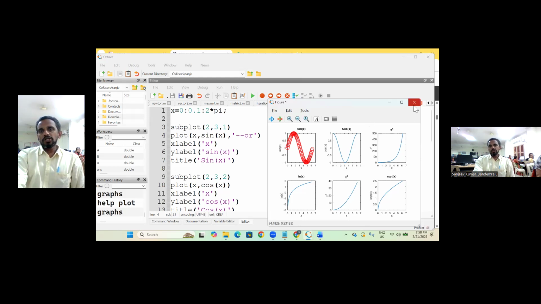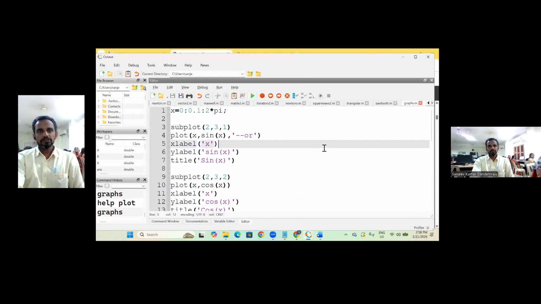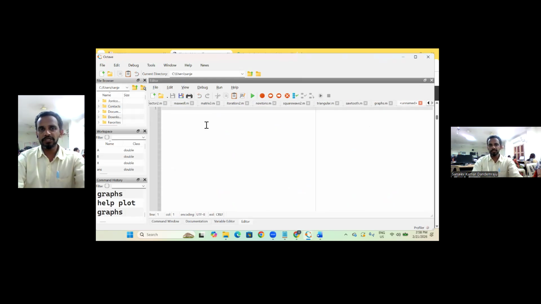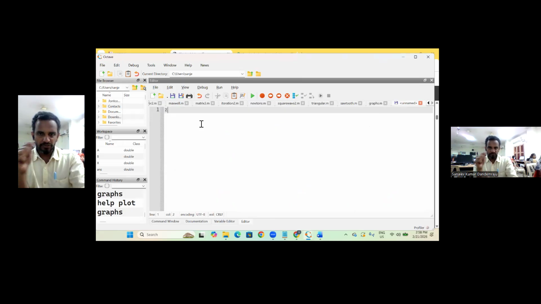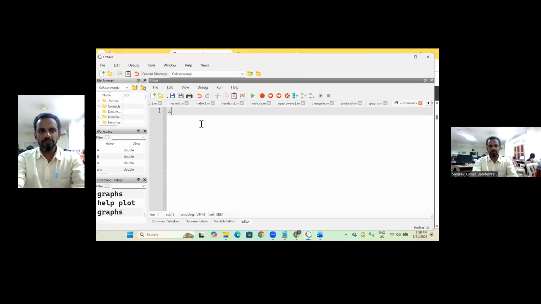Okay. So now we go for complex numbers plotting. Open a new file in the editor. I'm defining a set of complex numbers.